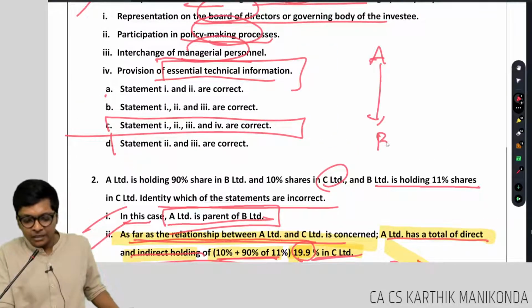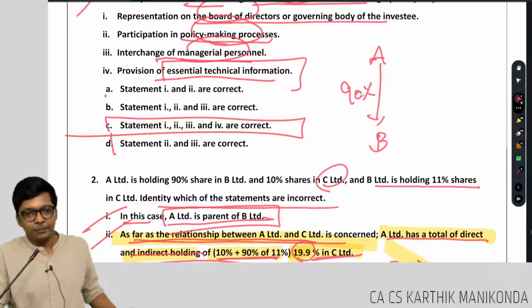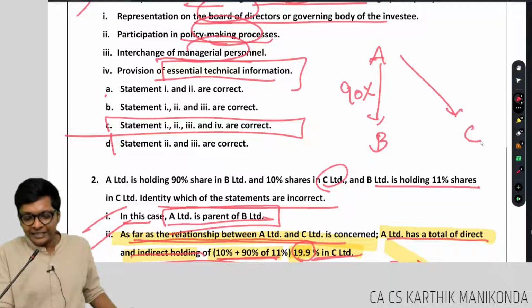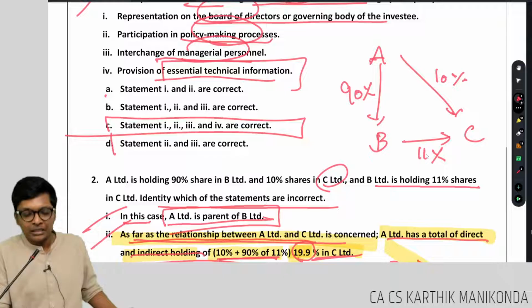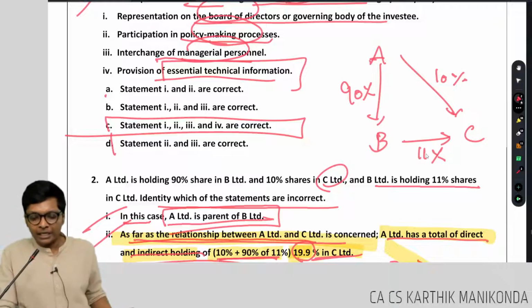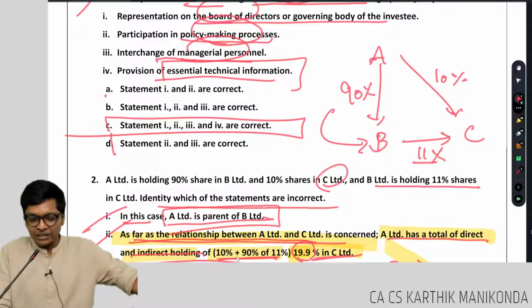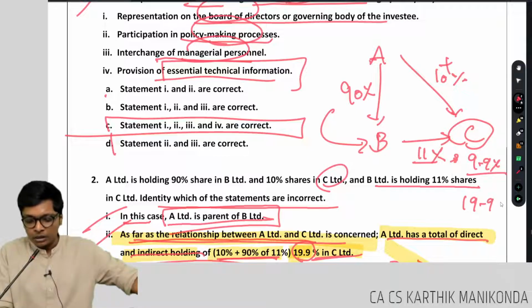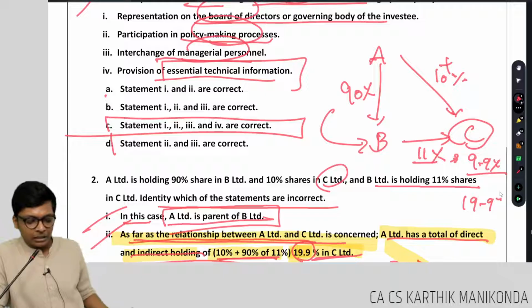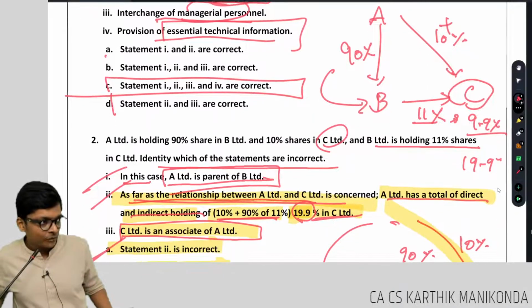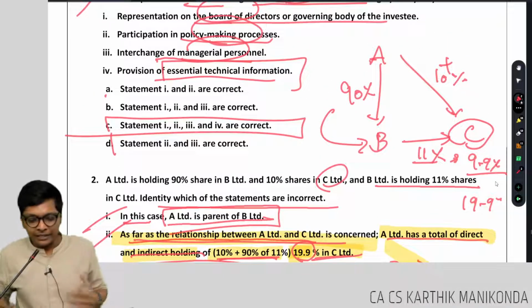A has in B 90%. A has in C 10%. B has in C 11%. So I control 90% of 11%, which comes to how much? 9.9% in C, plus 10, you get 19.9. That is what I want to communicate.